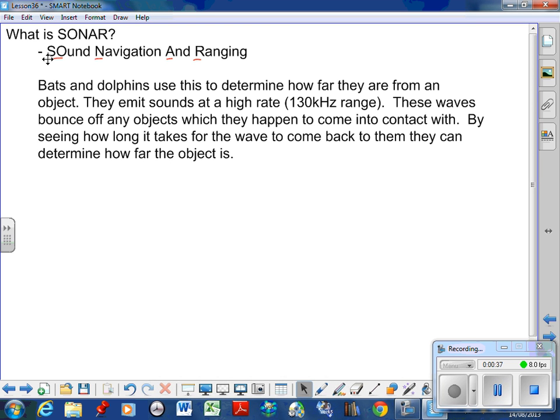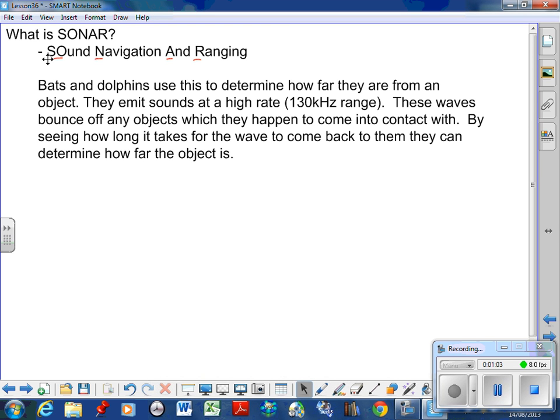These waves bounce off objects that they come into contact with, and they come back, and the bat and dolphin, their brains interpret the echo or the reflection of the transmission to determine where objects are. When you see bats flying around, they depend on sonar in order to avoid collisions. So if you think about how fast their brain has to interpret it.